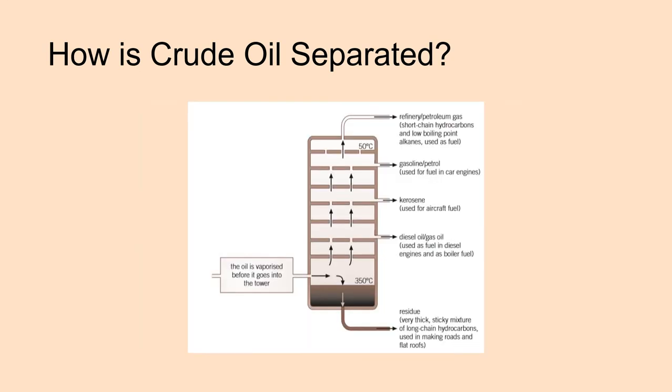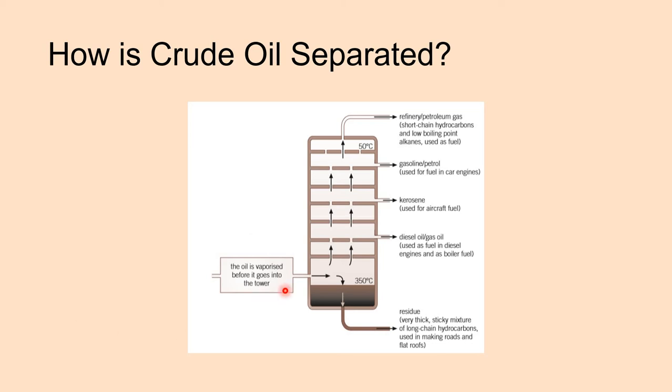This is how we would separate crude oil on a much larger scale. It is called fractional distillation. The diagram shows a fractional distillation column where the oil is heated and pumped into the bottom of the column here as a hot vapour.